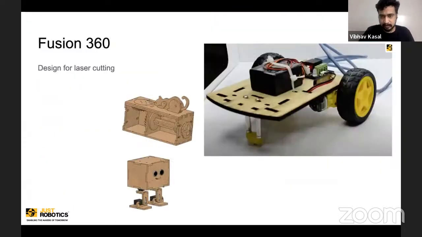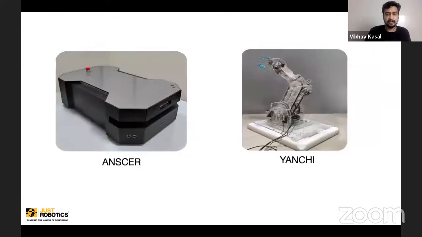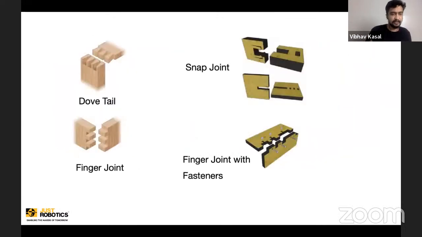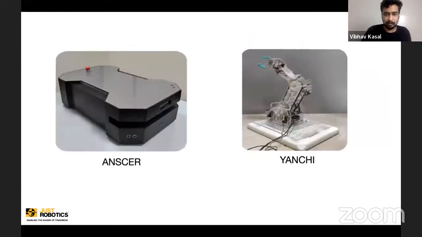So all our models, see the chassis doesn't have any other faces. It is just one face because it was laser cut. And then we had other parts that were again 2D laser cut. Then we are using them this way and we are forming joints. So what are those joints? We use dovetail joints, finger joints with fasteners, and snap joints. These are the joints that we have used.